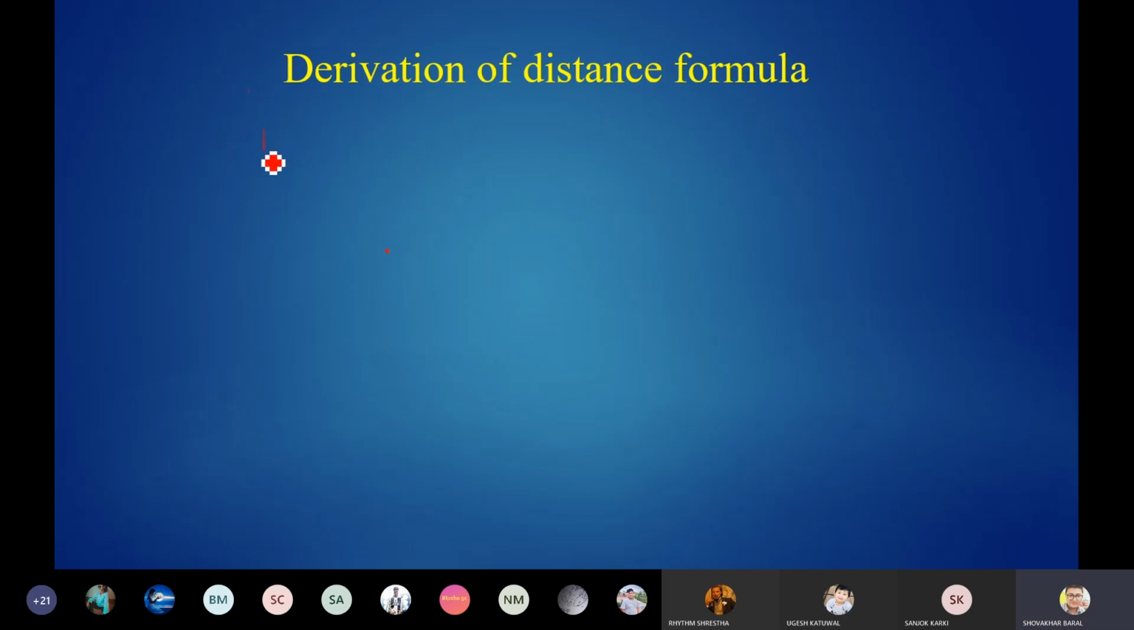So let me draw x-axis and y-axis. Suppose this is y-axis, and let me draw the x-axis here. Sorry, suppose this is x-axis. X prime, and Y, and then Y prime. Okay, this is y-axis and this one is x-axis.